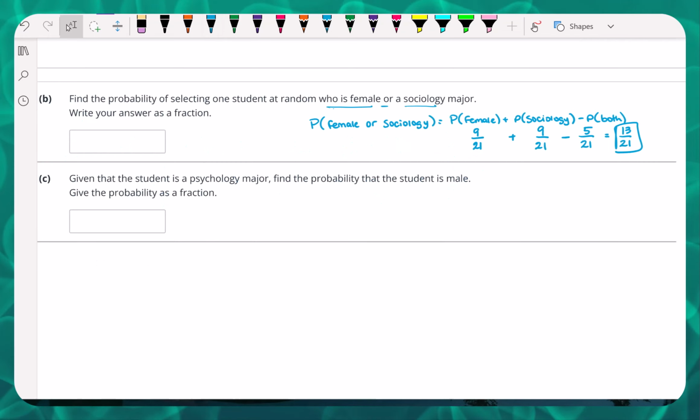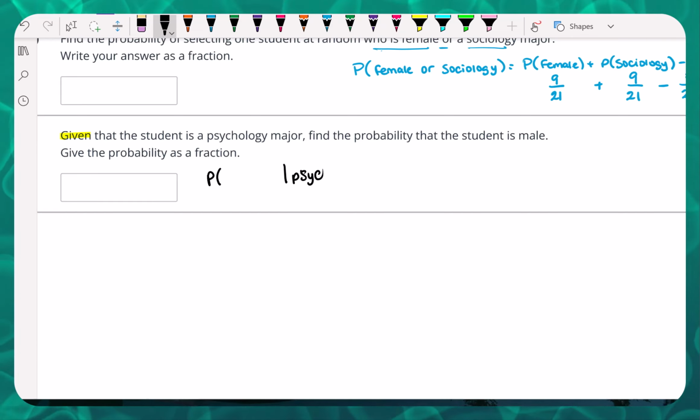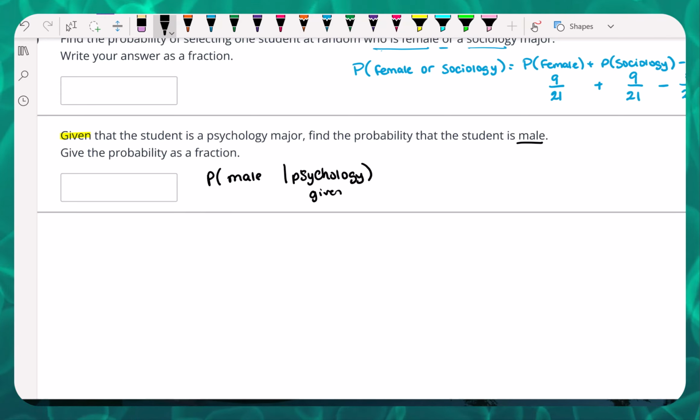Final answer. So this next question starts out with that very special word, given. So if you see that it says given, that means it is conditional probability. So I'm going to write this out using a formula also. So given that the student is a psychology major, given is always right here, or that's your condition. Find the probability that the student is male. So I'm going to put male. So I'm doing this because of the word given.